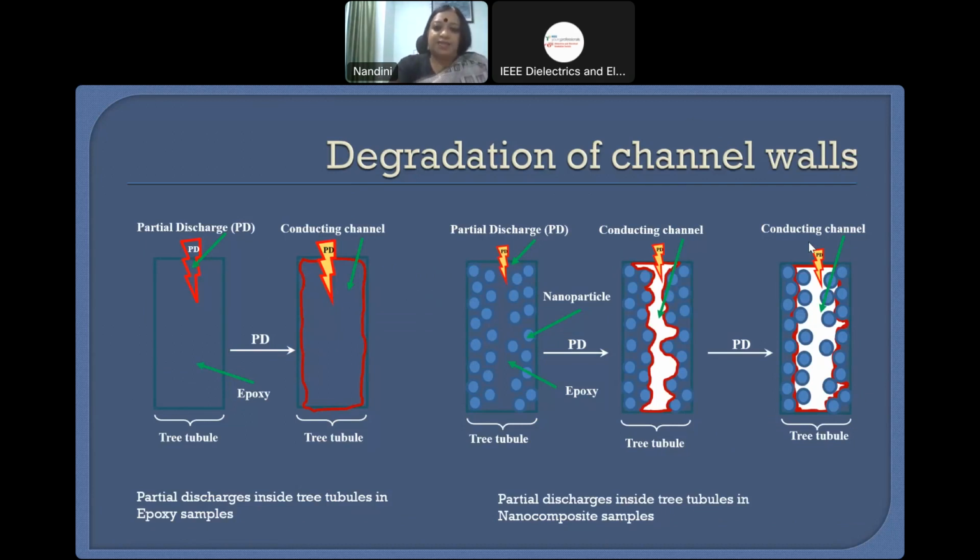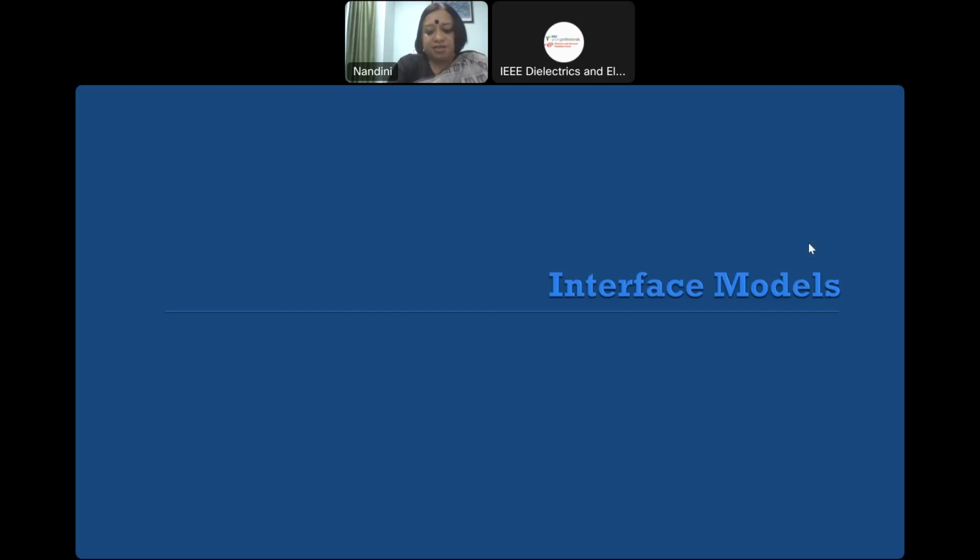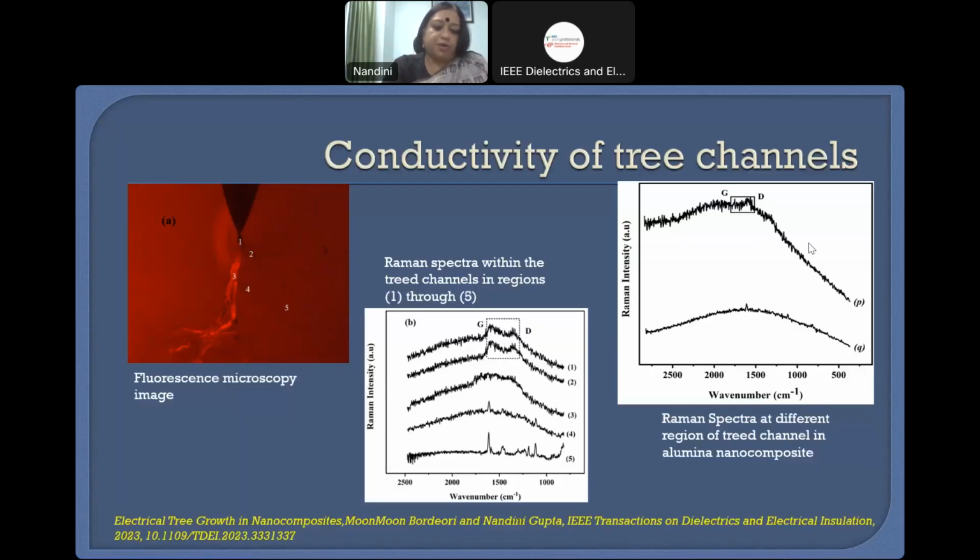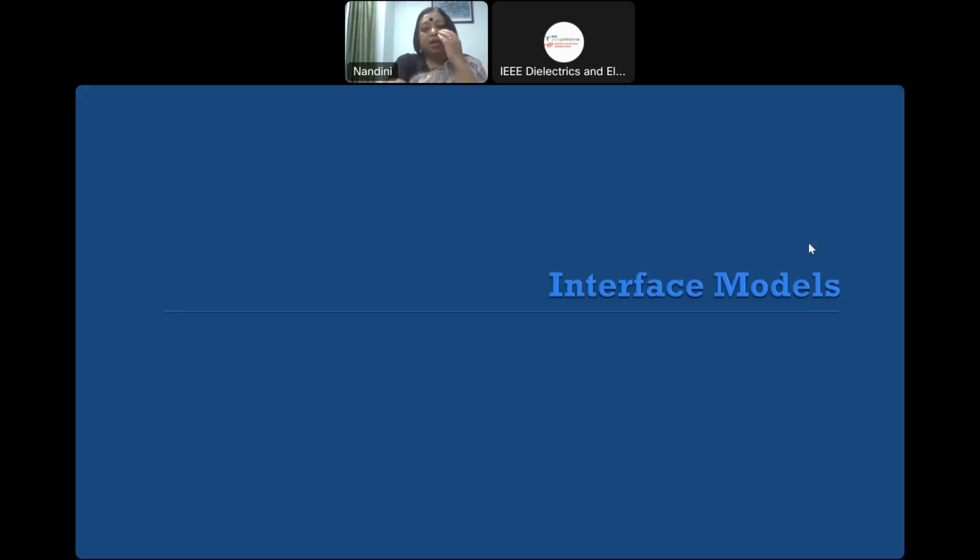In these two cases, this is the work by Munmoon Bardori, and the previous work was done by Parimal Maiti. So we definitely see an indication that there is an interface around the nanoparticles, and this interface appears to be playing a pivotal role in deciding the composite characteristics. So let us look at the various interface models that are available in the literature.